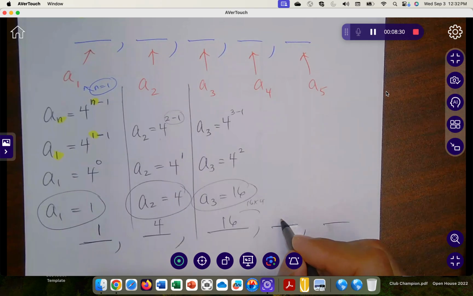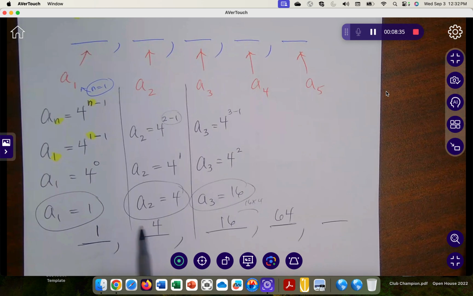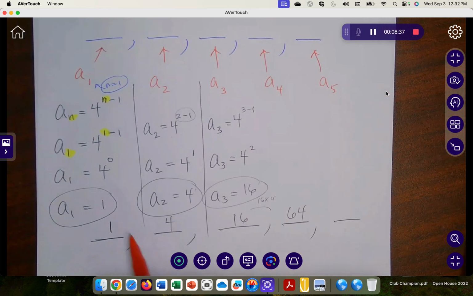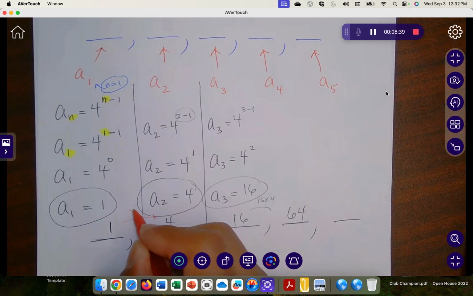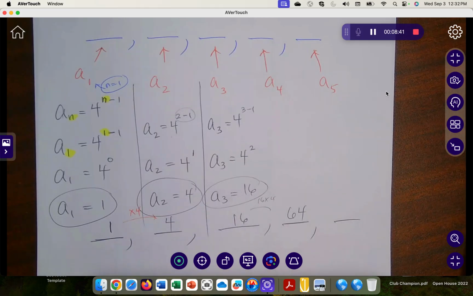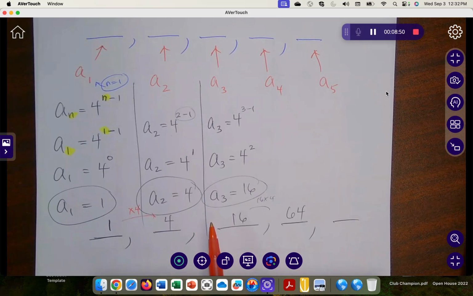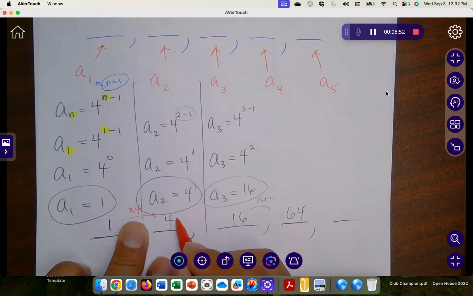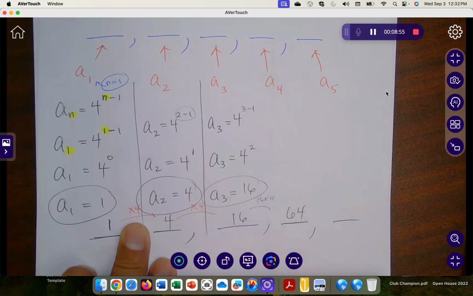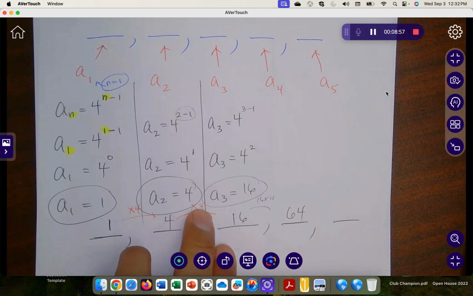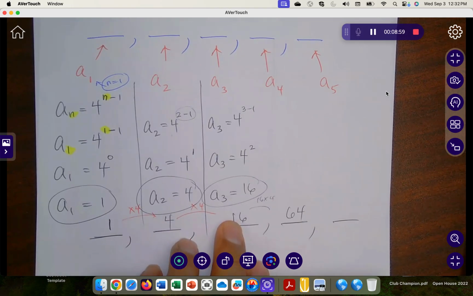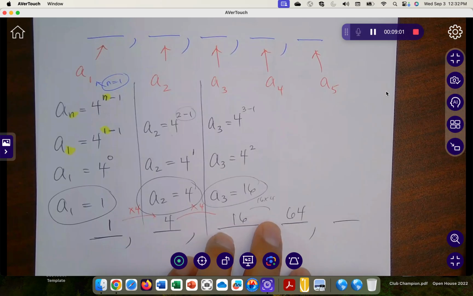So that means this is 64, you say? All right, because I'm looking at the pattern here. Look, between 1 to 4, that would be times 4. What if somebody said plus 3? Well, 1 plus 3 is 4, but look, then 4 plus 3 would not give us 16. So I know it's not plus or minus. It has to be multiplied. And then it has to be times 4 to work. 4 times 4 is 16. Yep. 16 times 4 is 64.